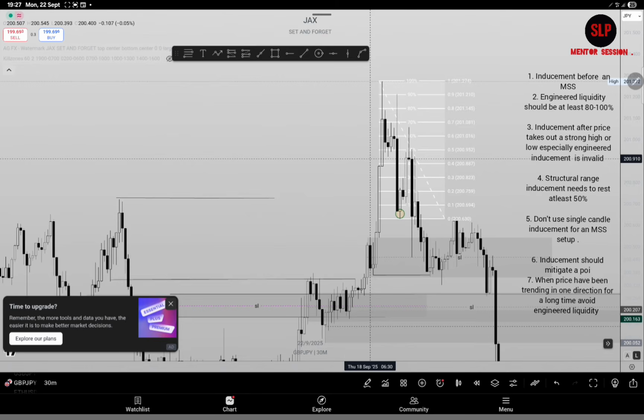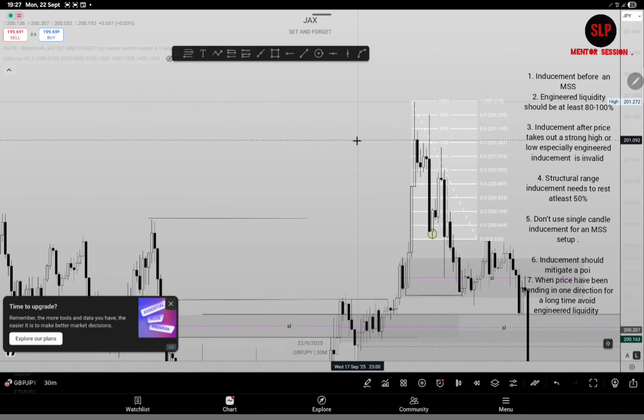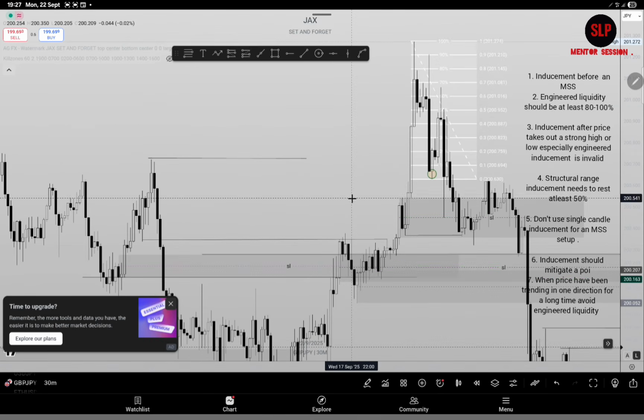After price takes out a strong high or strong low, that point of interest is not valid because the inducement is not valid. If you want to risk after price takes out a strong high or strong low, make sure it's a complete inducement before you risk it.